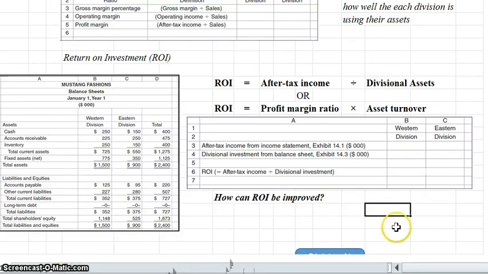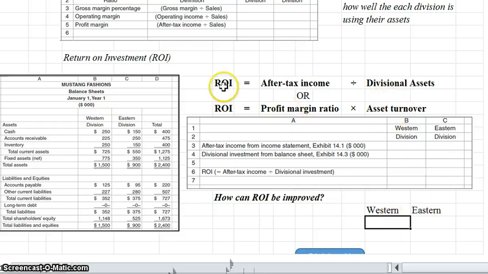So for the Western Division, keep in mind there are two ways to figure out ROI. I'm going to be using this top one up here, but I do want you to know how to find ROI using the profit margin ratio, which we already covered, and asset turnover. You should be comfortable with looking up how to find asset turnover. You actually already learned about it in your lower level accounting courses. So I encourage you to look that up and know it just in case you need it on the exam.